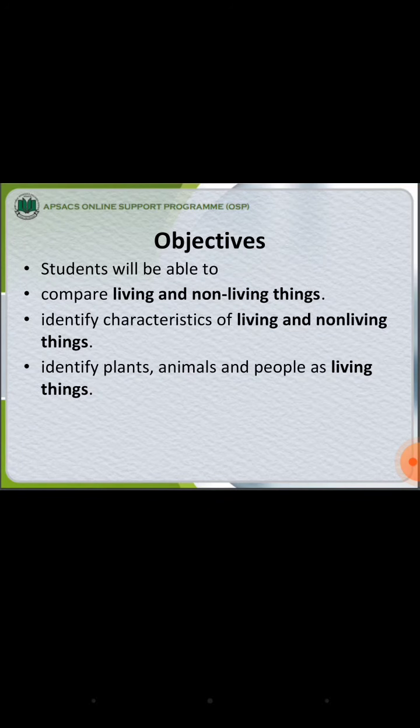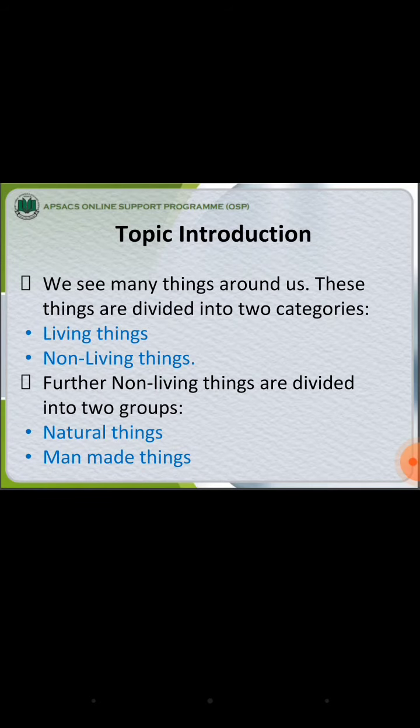Objectives of the lesson are students will be able to compare living and non-living things, identify characteristics of living and non-living things, identify plants, animals, and people as living things. Topic introduction. We see many things around us. These things are divided into two categories, living things and non-living things. Further, non-living things are divided into two groups, natural things and man-made things.